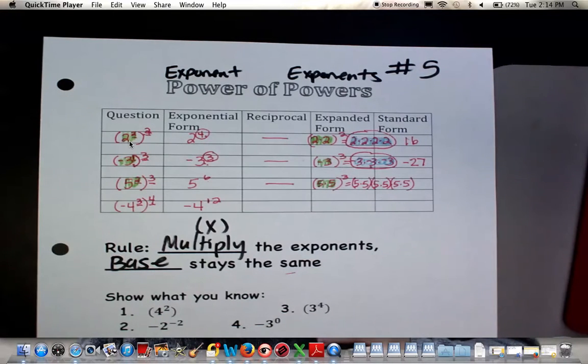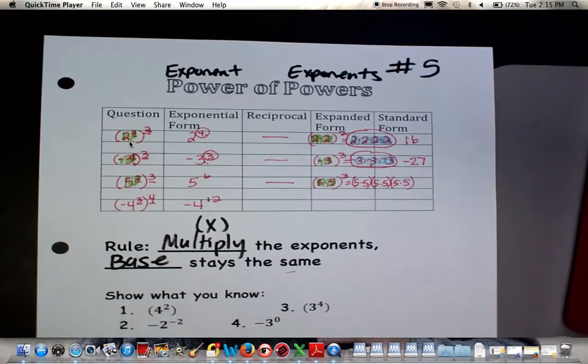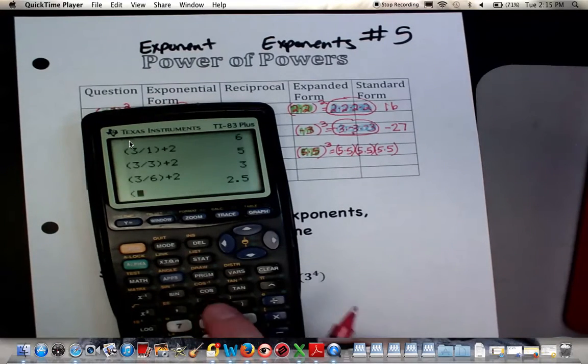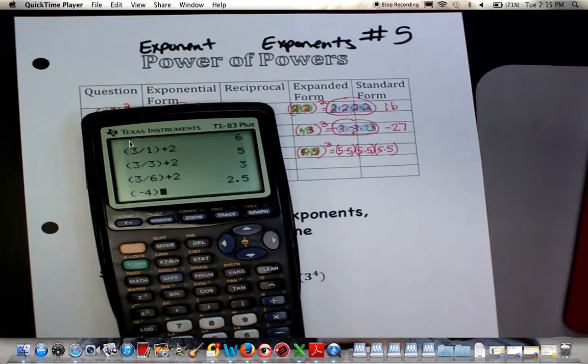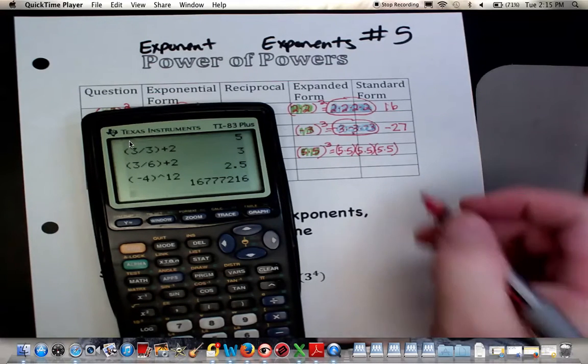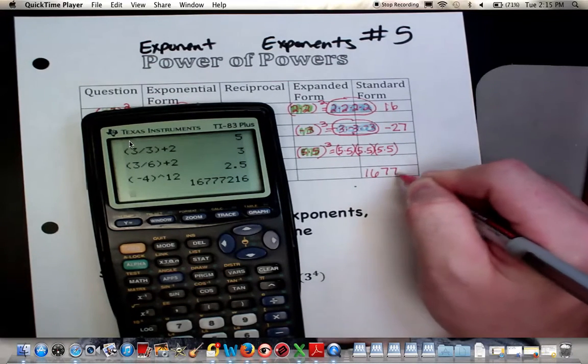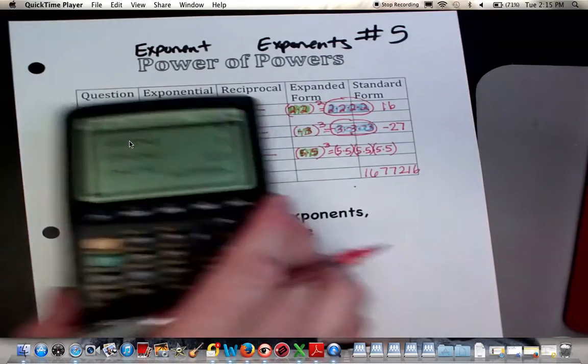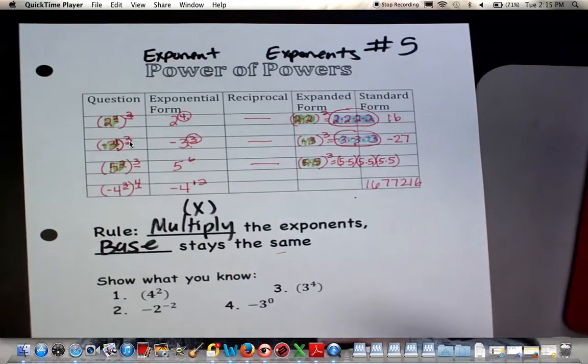Now I can check and put it in expanded form, and I can put it in standard form and see what I get. If I want to put that in standard form, I can do negative 4 times negative 4, 12 times, or I can just put it in my calculator. Negative 4, hit my little caret button, which is under the clear, 12. And it gives me some huge number, 16777216. And there it is, standard form.